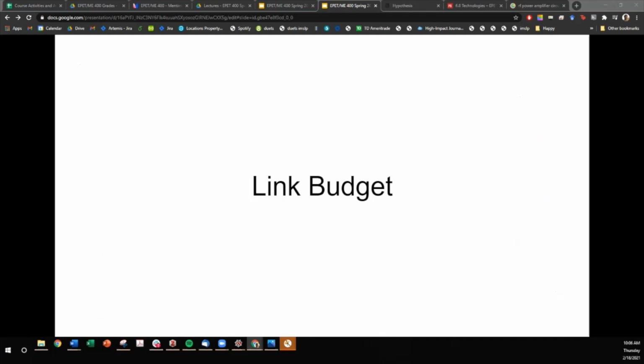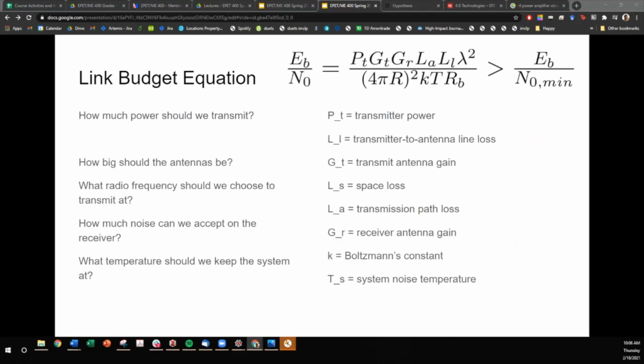Now let's talk about link budgets. Although we aren't actually going to manually calculate the link budget, we should understand all of the moving variables associated with a link budget. So here is the mother of all equations for the link budget, where we have that signal to noise ratio per bit, and it's equivalent to a product of many variables. And what you want to make sure is that it's greater than some signal to noise ratio requirement.